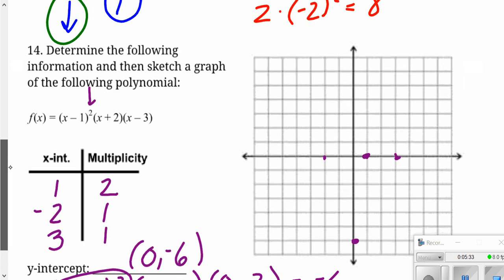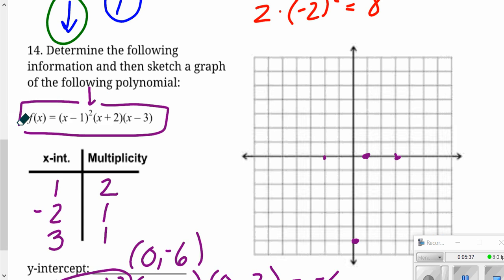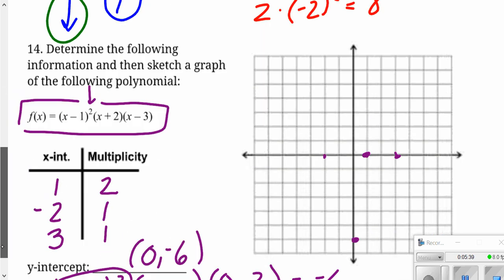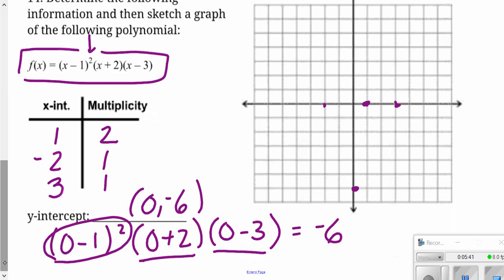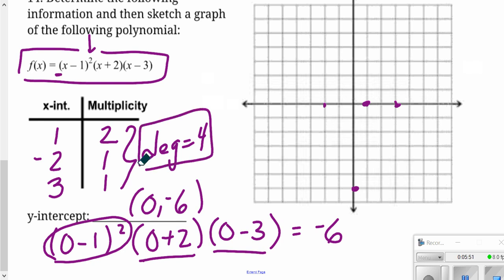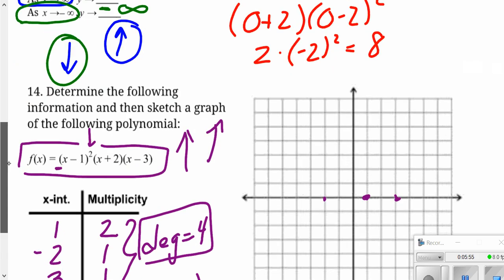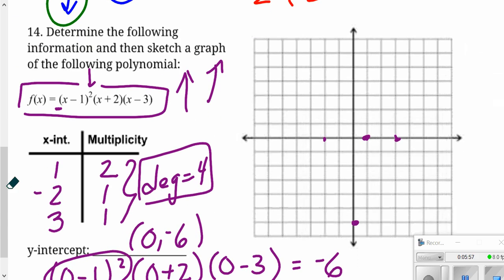I'm going to think here about my degree. I could think with my chart about the degree. So 2 plus 1 plus 1, this degree equals 4. Okay, and there's no negative out here. So I have an even degree, the positive leading coefficient. My ends have to look like that. Wow, I have a lot of information to work with now. I need to have up at the end, bounce in the middle.